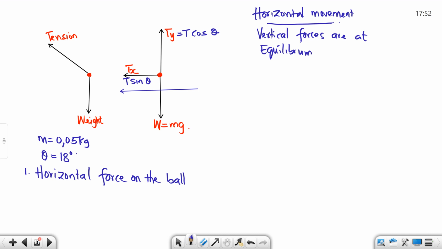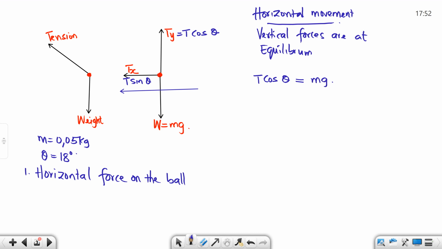I see a lot of answers. Jalen gave me another one, 0.06. Okay, let's see who's correct. It means that the vertical forces are equal, right? So what does that tell us? T cos theta equals to mg.